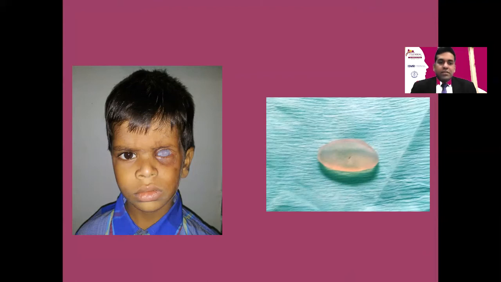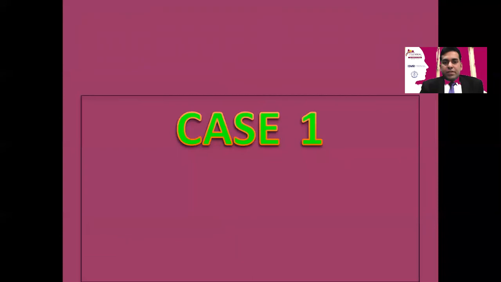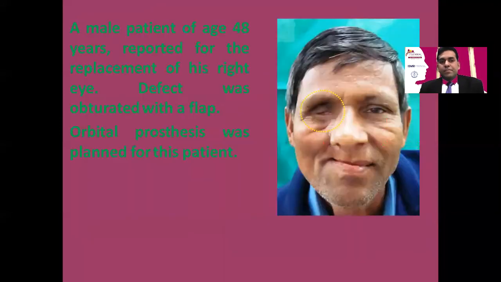Here you can see that the ocular conformer has been fabricated to maintain the space after enucleation of the eyeball. Once healing is achieved, the definitive prosthesis will be fabricated. So you have to make a partial moulage impression, so that the contour of this conformer can be compared with the contralateral portion of the face. Now we are going to discuss various clinical cases and the steps during this prosthesis fabrication.